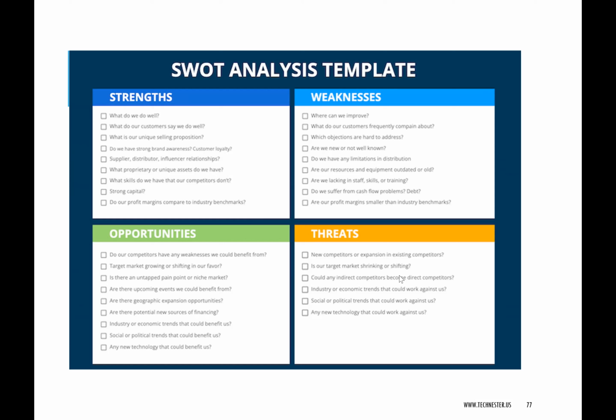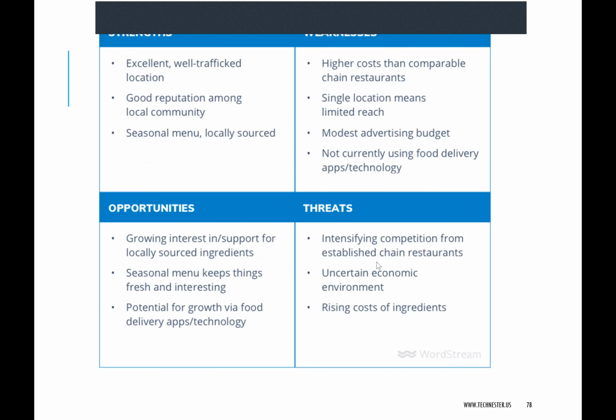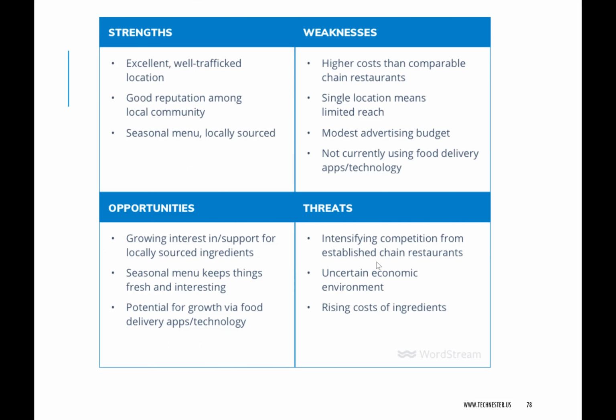You could also use focus group to fill out these rectangles, these boxes, to identify strengths, weaknesses, opportunities, and threats. Right? But this is one way people do SWOT analysis. So you end up with a result like this, right? Maybe you are doing SWOT analysis for a restaurant. You may say, okay, our strength is that we are located in a well-trafficked area. We have a good reputation among the local community. Our menu is seasonal and locally sourced. Those are our strengths.